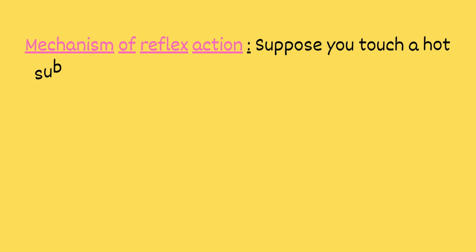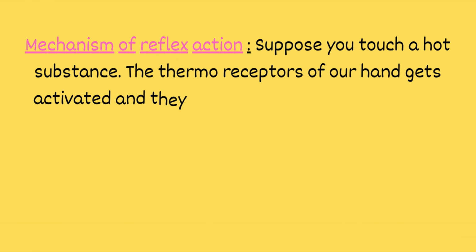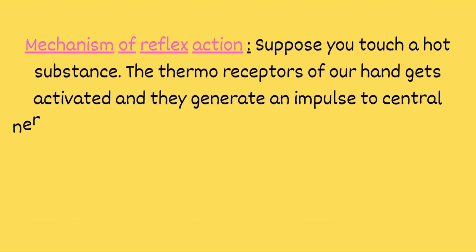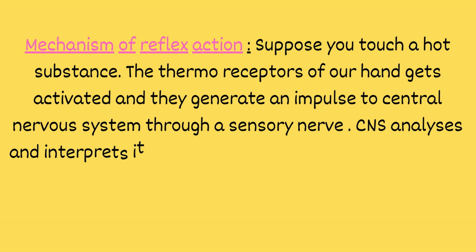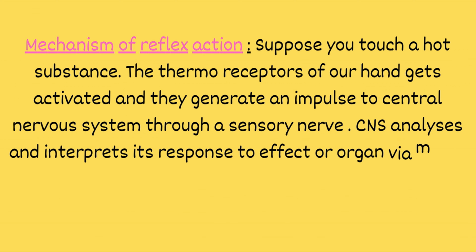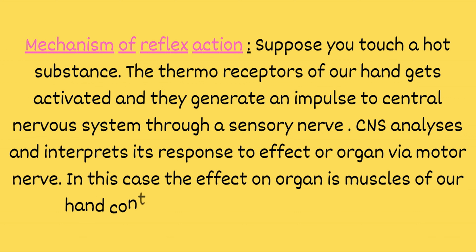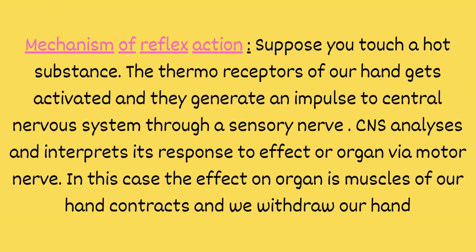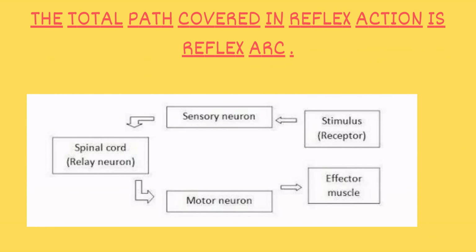Mechanism of reflex action: suppose you touch a hot substance. The thermoreceptors of our hand get activated and they generate an impulse to the central nervous system through a sensory nerve. The CNS analyzes and interprets it and sends a response to the effector organ via a motor nerve. In this case, the muscles of our hand contract and we withdraw our hand. The total path covered in reflex action is the reflex arc.